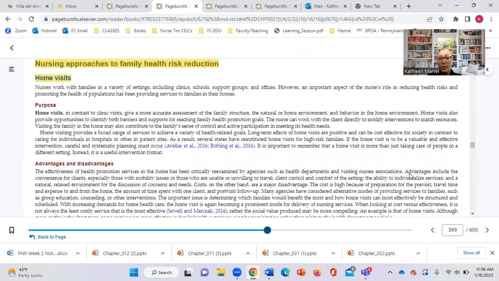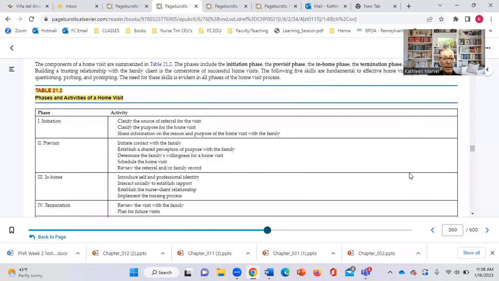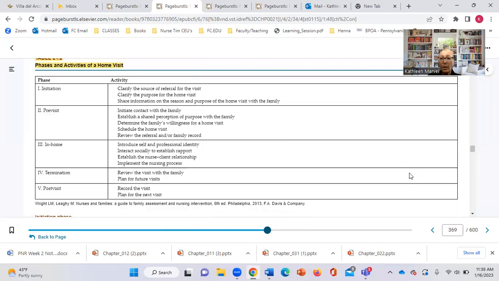What are some nursing approaches? What are some of our approaches if we're in the community to contribute to helping the families with risk reduction? One of the approaches is home visits. And in table 21.2, there are the phases and activities of a home visit. These are important to know.